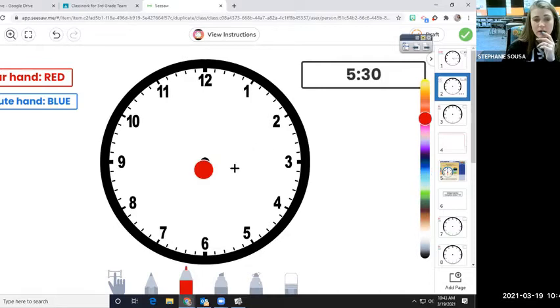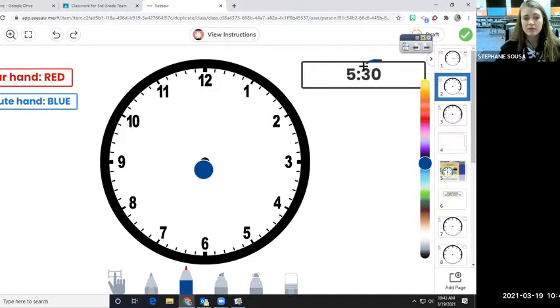Sometimes our hour hand is like in the middle, or like yesterday on the Kahoot, it was like super, super, super close to the next number, but it wasn't quite there, okay? That's what we're going to focus on today, making sure that we're showing a clock the way that it would actually appear, okay? So let's take a look at 5:30 and let's think about what this means.